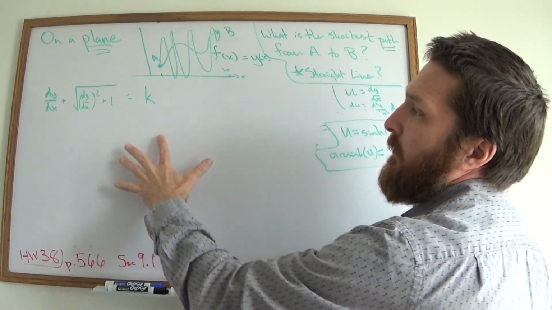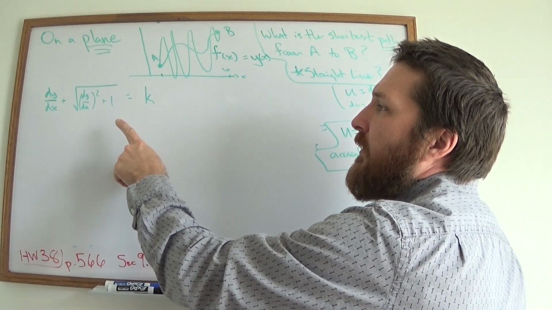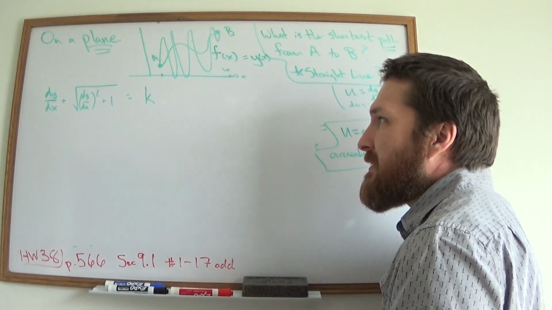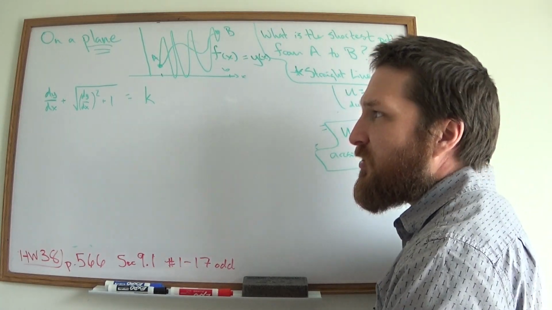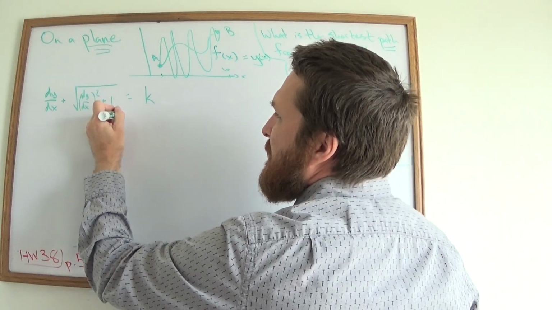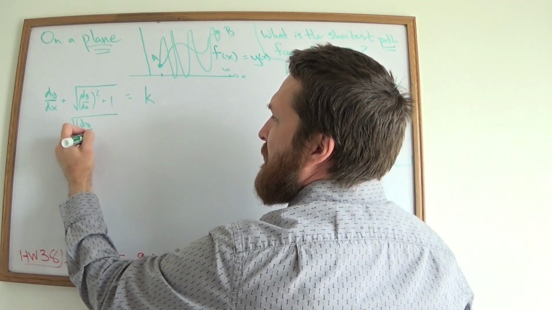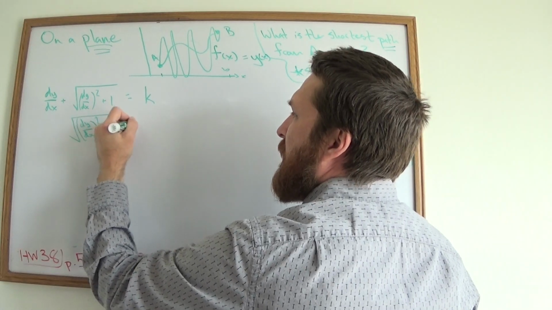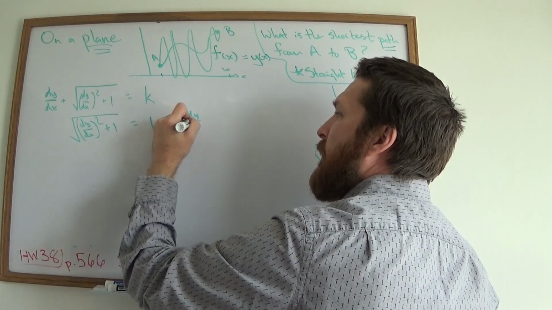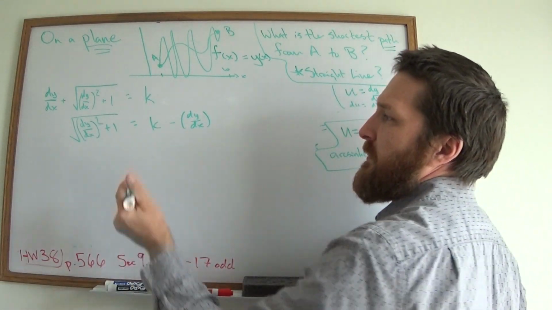But now I'm looking at this and I'm thinking, okay, I need to isolate the dy dx. Problem is it's in a square root and it's outside of a square root. So if I could square that, that'd be good, but if I square all of this, it's going to be ugly. So let's isolate the square root. So we have the square root of dy dx squared plus 1 equals, and I'm just going to bring him over, k minus dy dx, like that. Now I can square both sides.